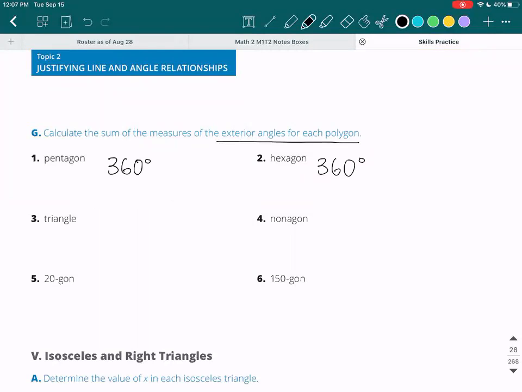What about a triangle? 180. Okay, so it's 360. When you said 180, you're thinking the interior. So we're talking about exterior, okay? Easy mistake to make, don't worry. What about a nonagon? That's just 9-sided. 360. What about a 20gon? They were too lazy to come up with a name. 360. What about a 150gon? 360. Perfect. 360. Congratulations, guys.